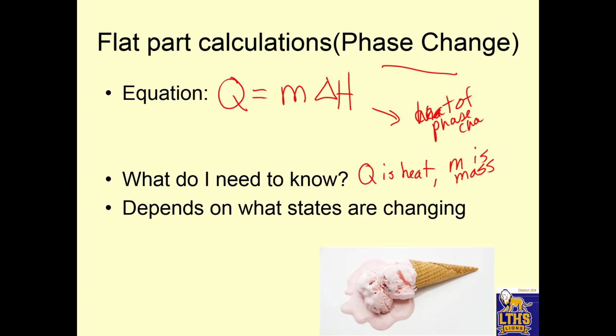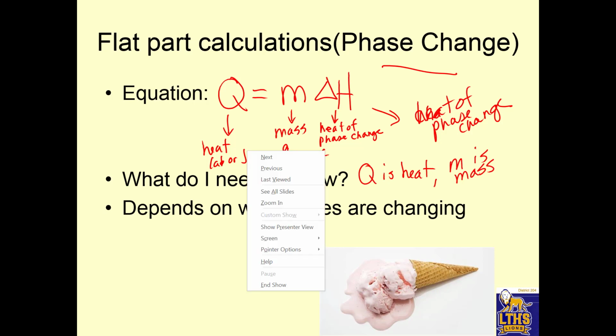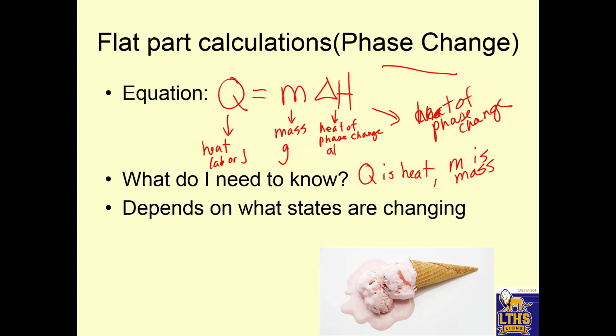Now, you don't have to memorize that. You'll be able to look it up, but it is going to be units. So Q is heat, and that's going to be calories or joules. M is mass, and that's going to be usually in grams. It could be kilograms, whatever. This is the heat of the phase change, and that's going to be in calories per gram or joules per gram.